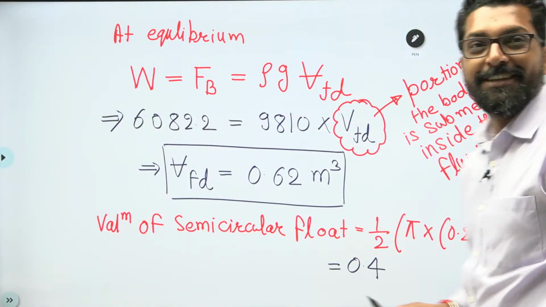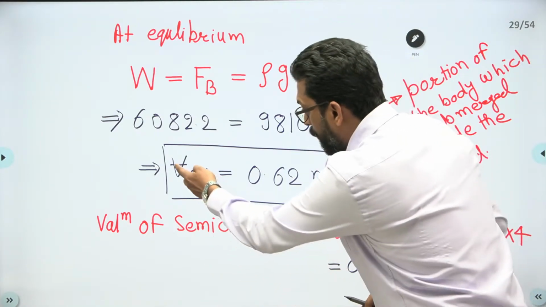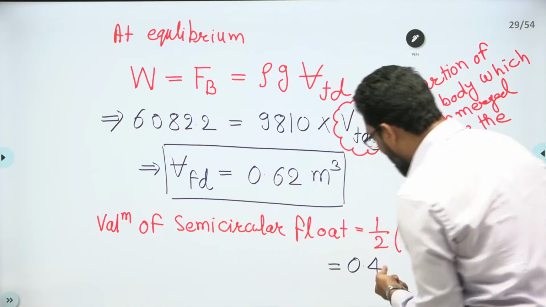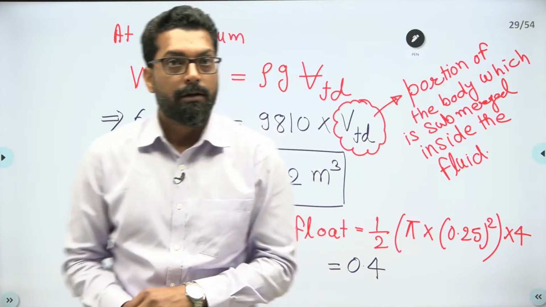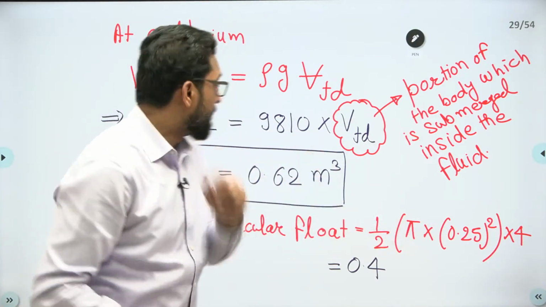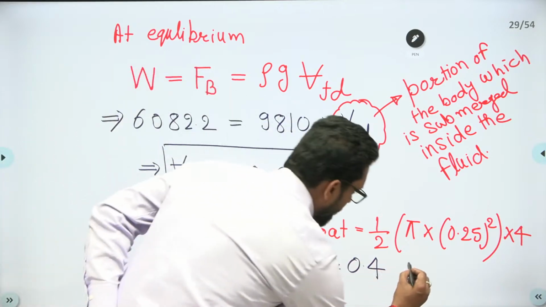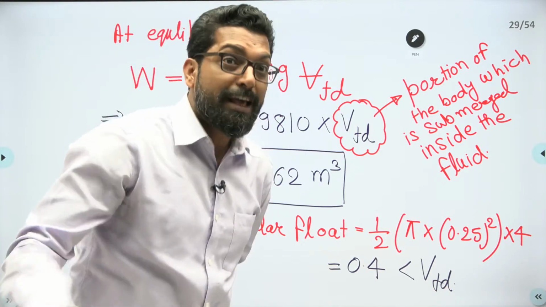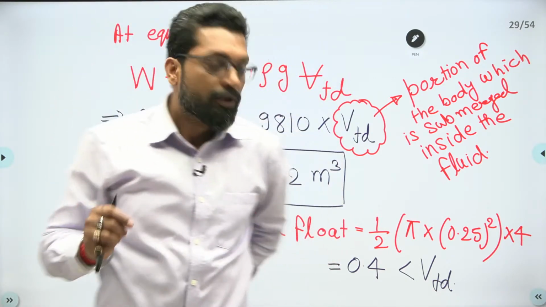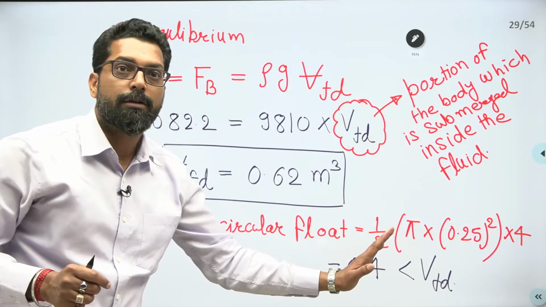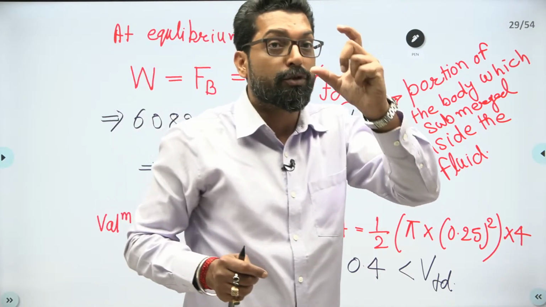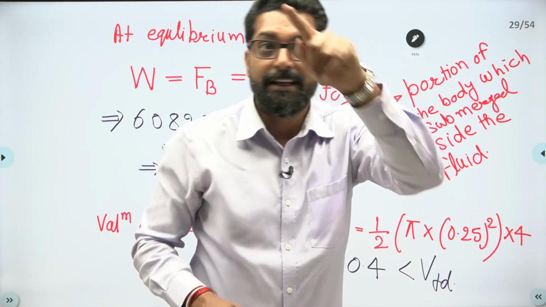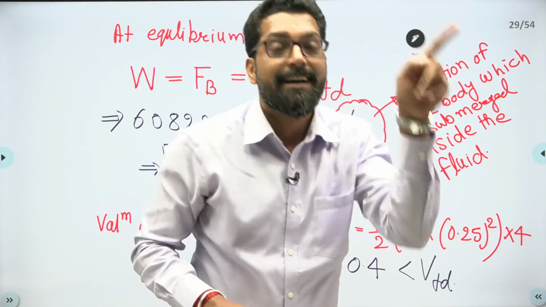See the beauty, beta. The volume of fluid displaced, that means the volume of the portion which is inside the water, is higher than the volume of the semicircle. That means the semicircle volume is less than the volume of the fluid displaced. So what's your conclusion? The semicircle is fully inside the water, and some portion of the body will also be immersed in the fluid. And what type of portion? There is a rectangular portion.